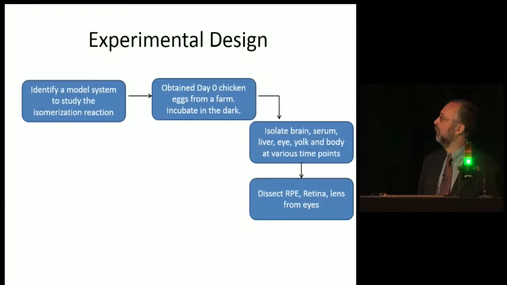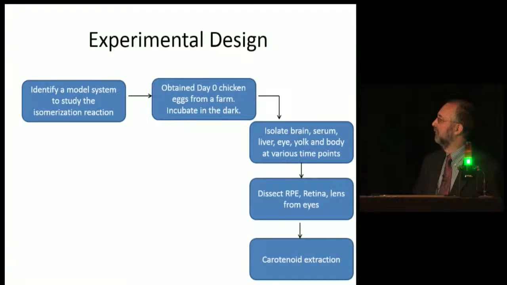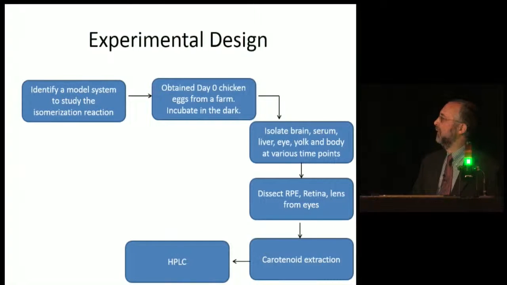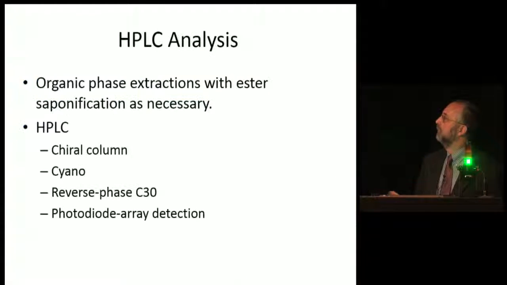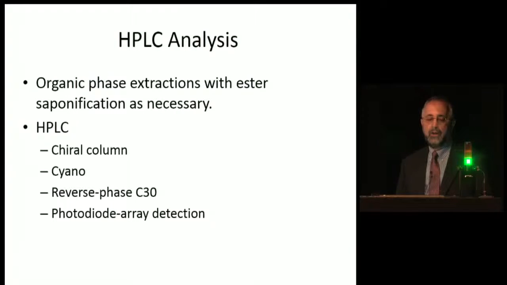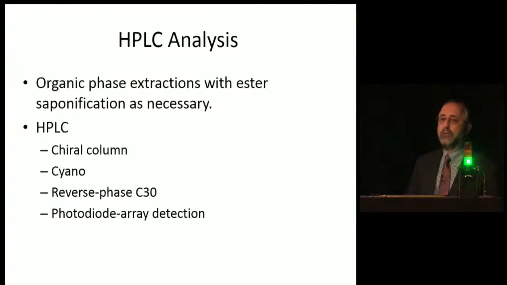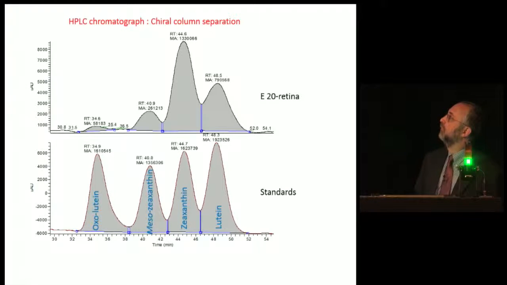So we dissected the retina, RPE, and lens from the tissues, did carotenoid extraction and HPLC, and that's what I'll be showing you here. The HPLC analysis required organic phase extractions with ester saponification as necessary, and we used a lot of different systems, all single-pass HPLC systems: chiral columns, cyano, reverse phase C30, and always with photodiode array detection to be sure that we really were getting what we thought. And shown here is a chiral column separation, where you can see that we can separate easily, almost at baseline, oxolutein, meso-zeaxanthin, zeaxanthin, and lutein.